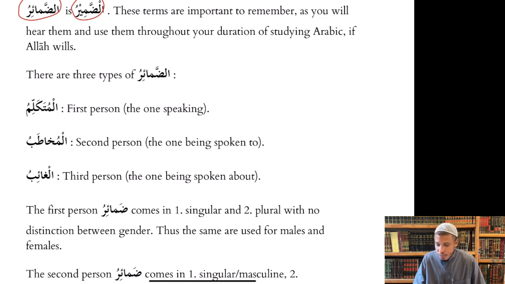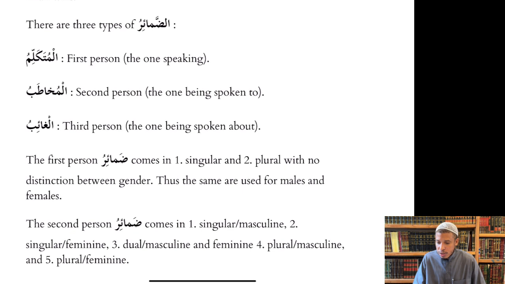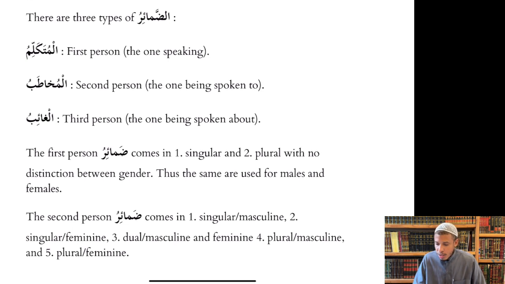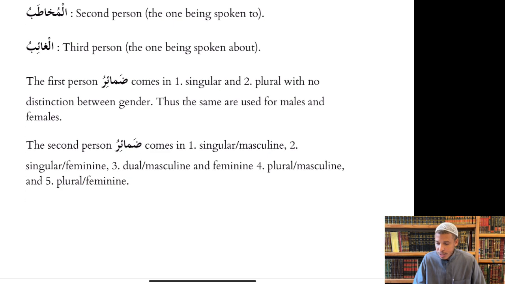Now, the first person dama'ir comes in singular and plural. There's no distinction between mudhakkar and mu'annath for the mutakallim. There's no distinction between the genders for the one who is speaking. All right, so the same are used for mudhakkar and mu'annath. And we'll give some examples of that in a bit, inshallah ta'ala.